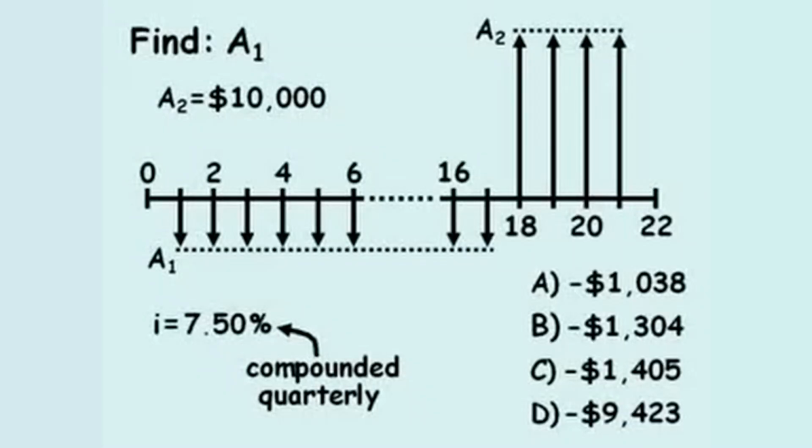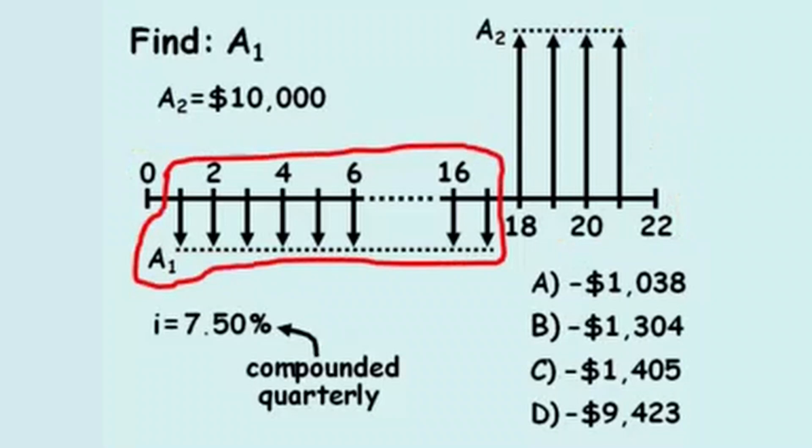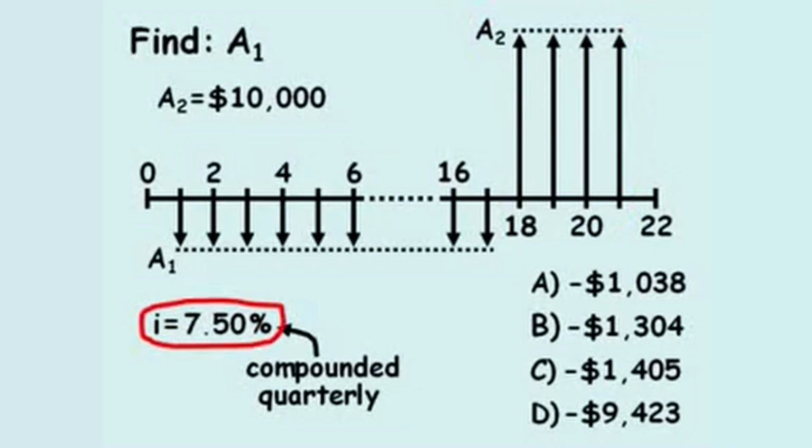Find A1, the annual cash flow. In this problem, we are provided a cash flow diagram which includes a negative annual cash flow, A1, lasting for years 1 through 17. There is also a positive annual cash flow, A2, lasting for years 18 through 21. We also know the nominal interest rate equals 7.5%, compounded quarterly.